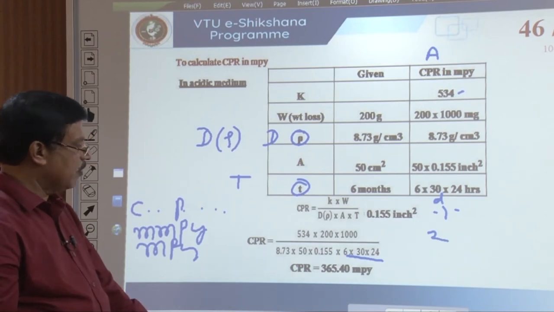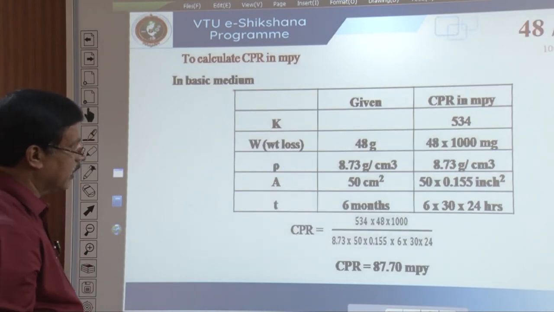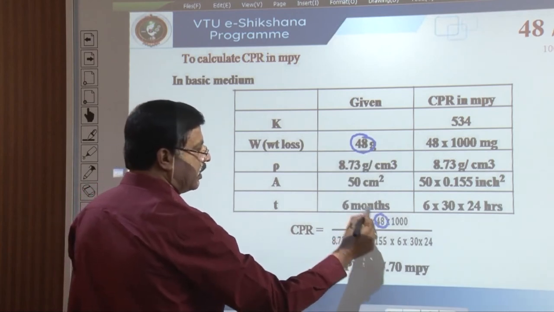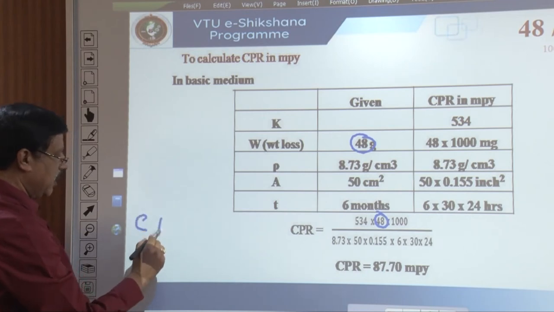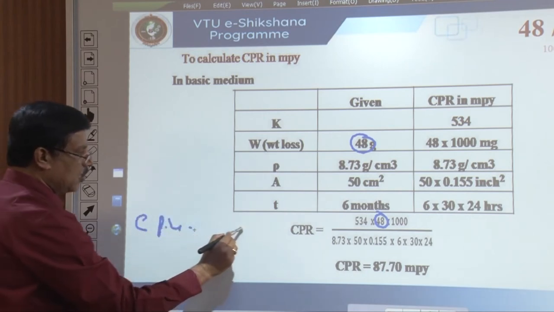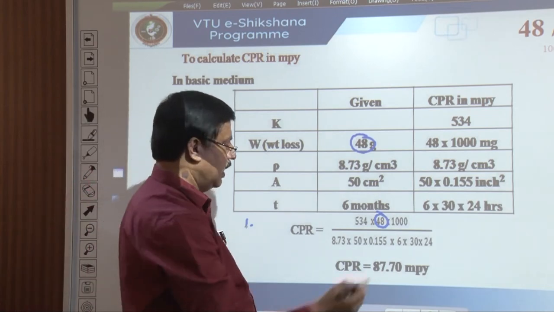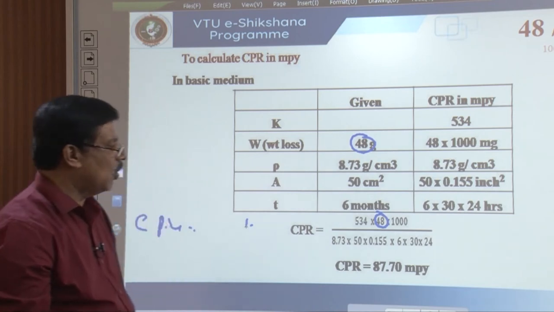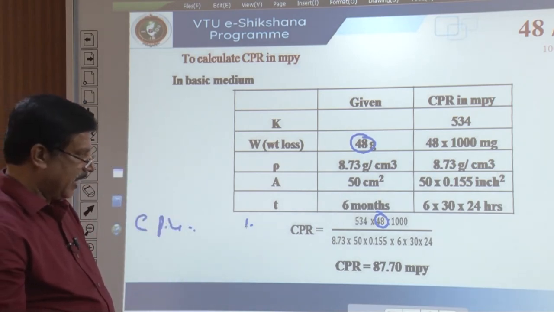See, the earlier one was 365, because that was 200 gram, now it is 120, and the next one you will get less than that, because this is 48 gram. Except for that, in place of 200 you have to use 48. So already told you corrosion penetration rate is equal to that formula, you will get 1 mark for that. Do the substitution, 48 into 1000, and you will get 87.70 mils per year.